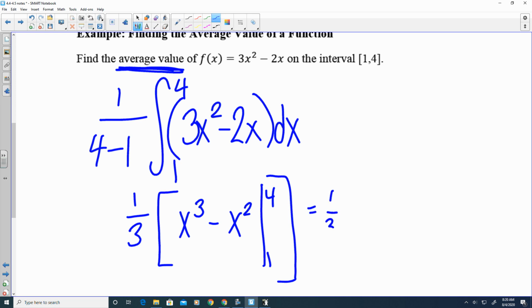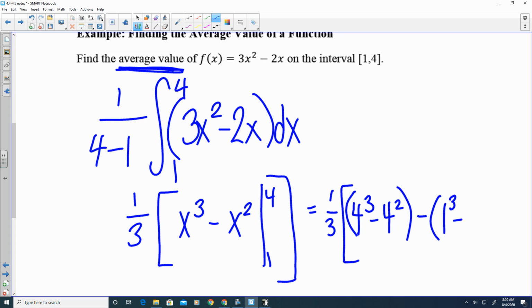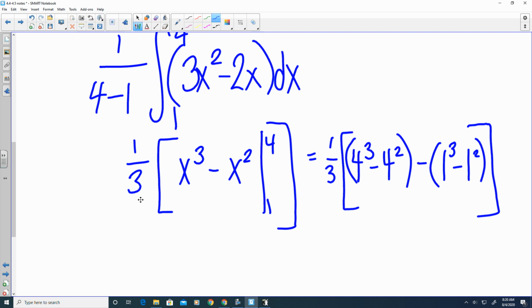So first, if we plug 4 in, and then plug 1 in. And we should get 48 inside of my brackets, but since we have to divide by 3 on the outside, the answer is 16.